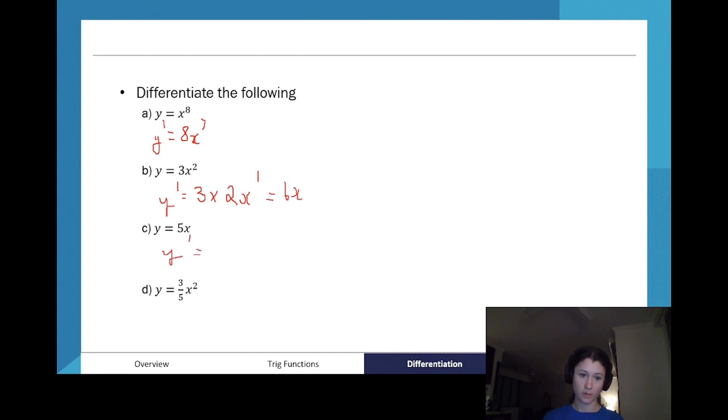Here, we're going to leave that out the front, take our old power down, minus our new power by 1. Anything to the power of 0 is just 1, so this just leaves us with 5. We're going to leave that constant out the front, multiply by our old power, minus our new power by 1, which gives us 6 on 5x.